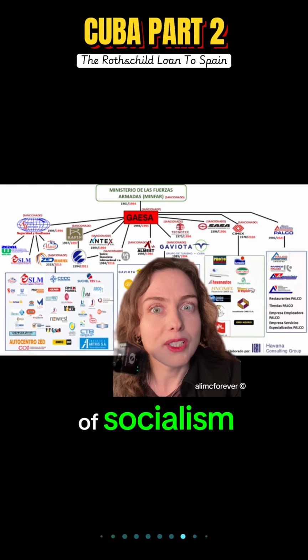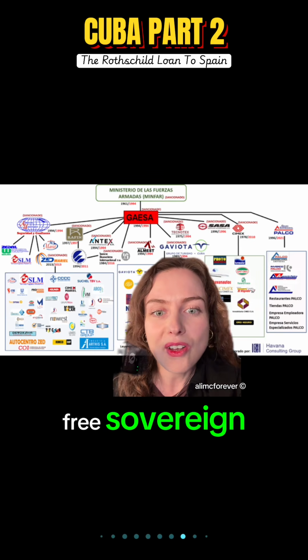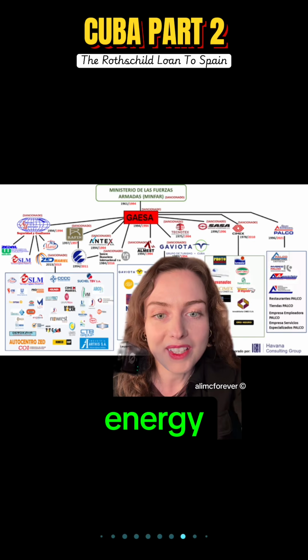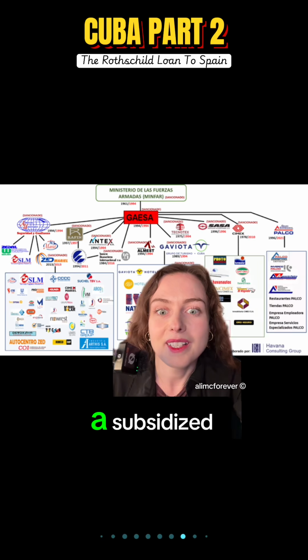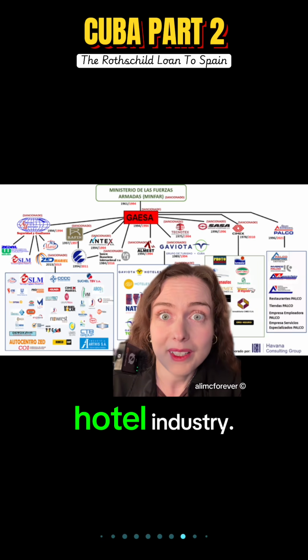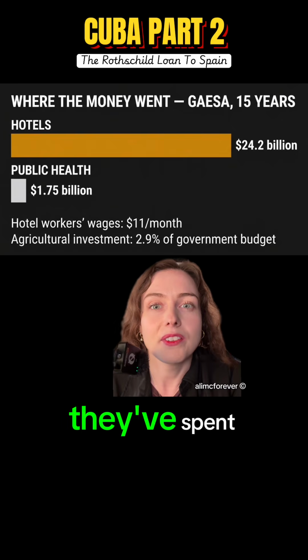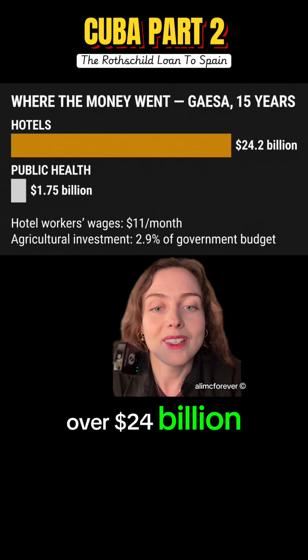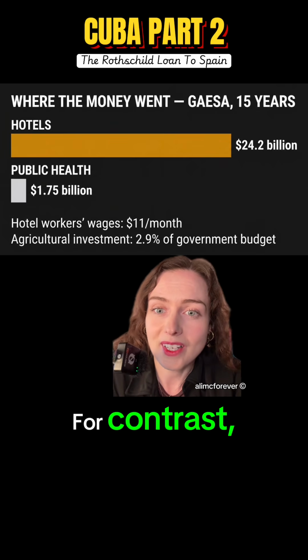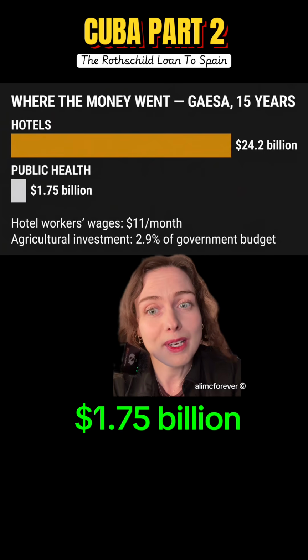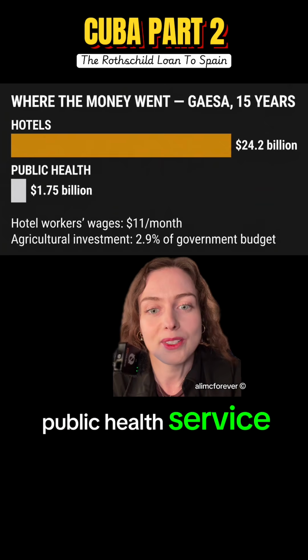Their version of socialism is not to have free, sovereign, solar-powered energy for Cubans, but they're the only country on the planet that has a subsidized hotel industry. And in 15 years, they've spent over $24 billion of Cuban taxpayer money on hotels. For contrast, they've only spent $1.75 billion on the entire public health service for the island.